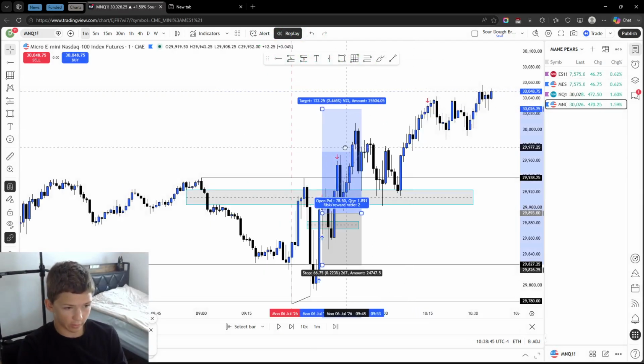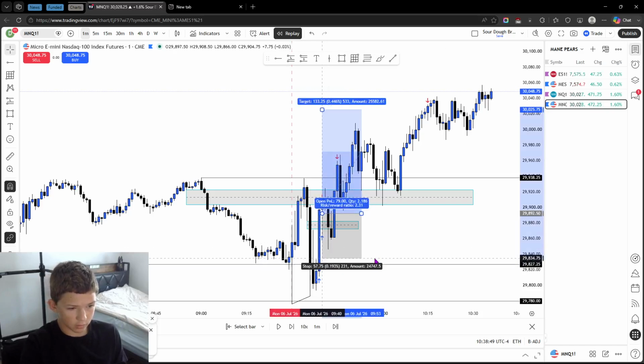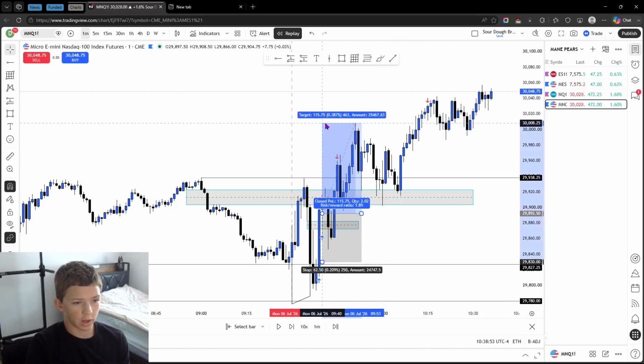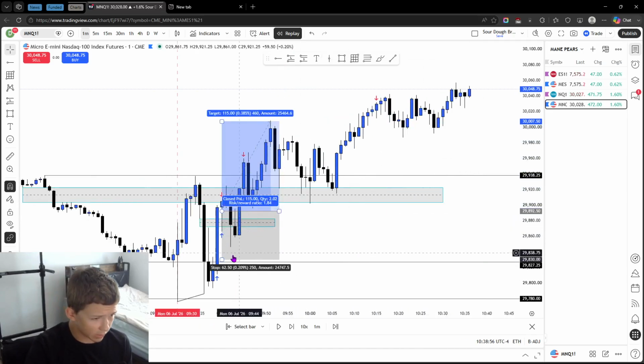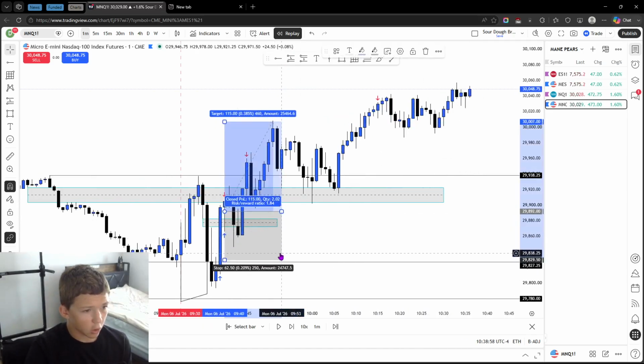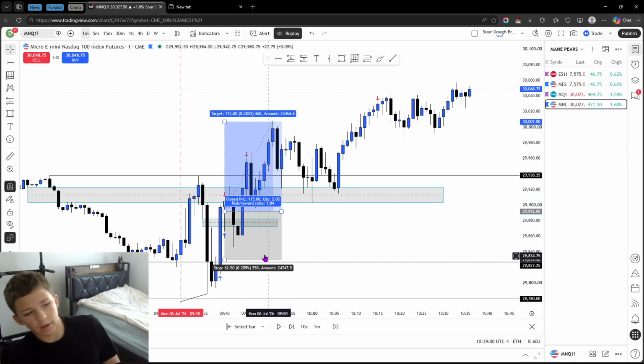I had my entry here, stop loss much looser. Then I had my final take. Yeah, so I guess my entry was somewhere around here. But yeah. And I had a really nice one too.